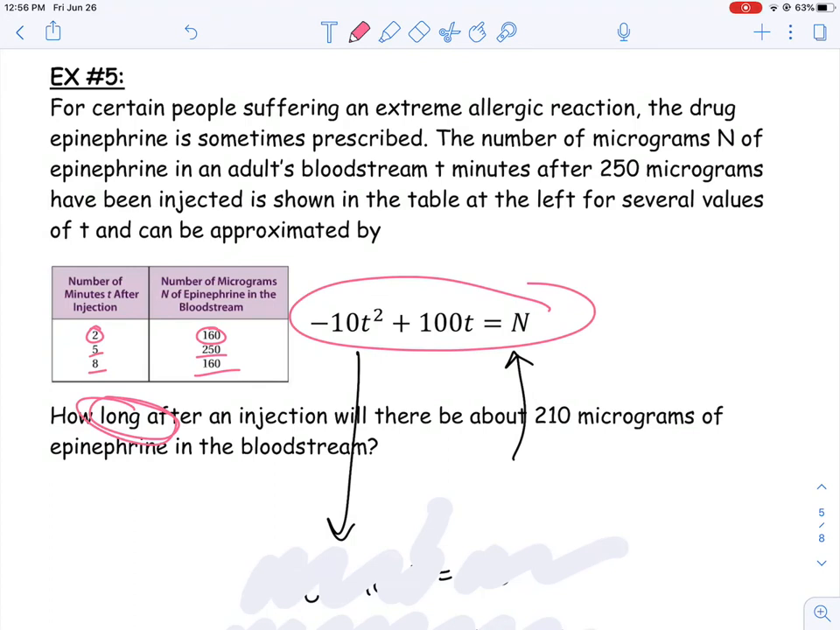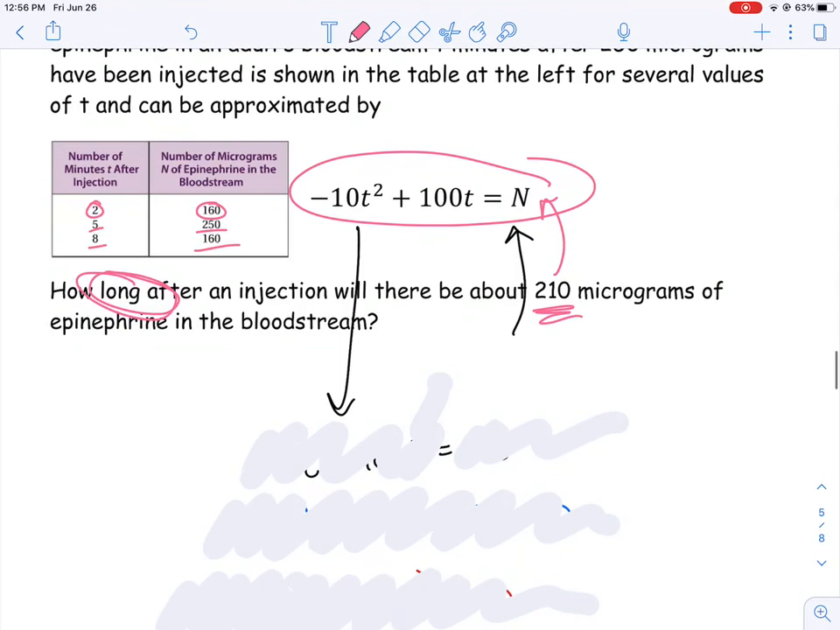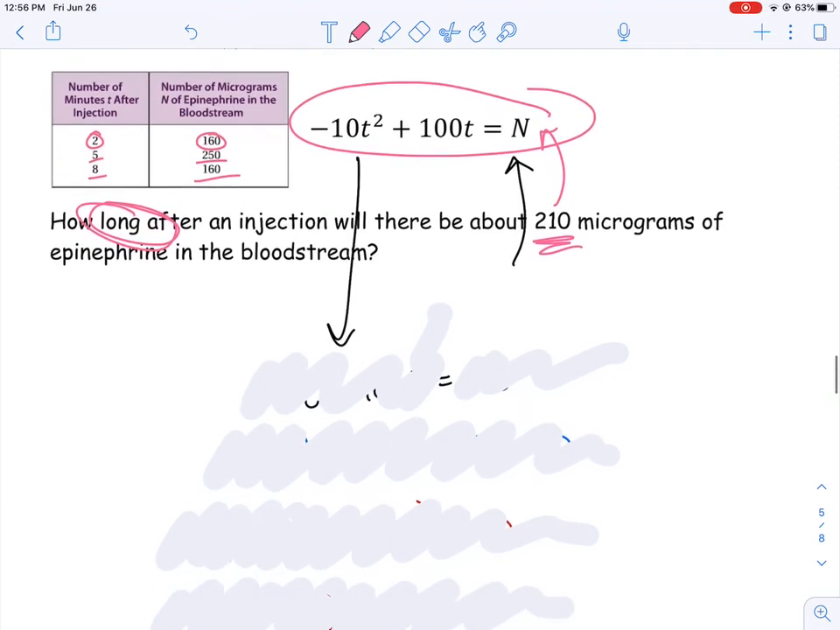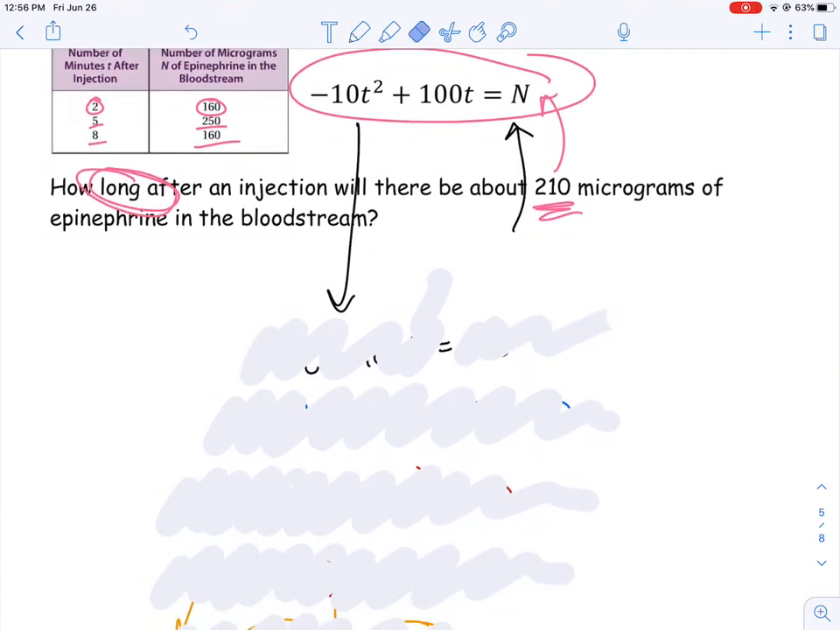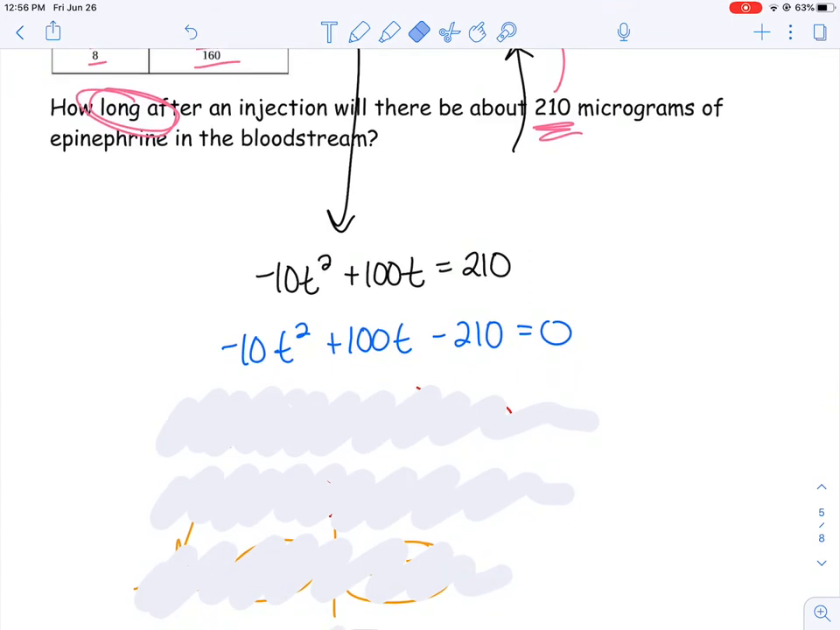Okay, so 210 micrograms is N, right? It's the amount of epinephrine in that person's blood. So I should be able to use this equation and plug in a 210 for N. There we go. Now, doesn't this look like a quadratic? We have a t squared and a t. We can follow our rules for solving by factoring by moving everybody to the same side. So I subtracted over the 210.